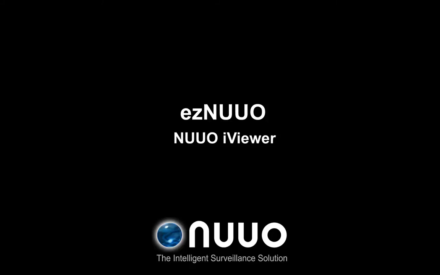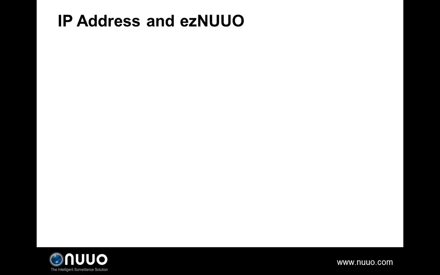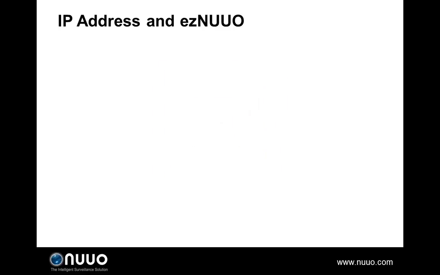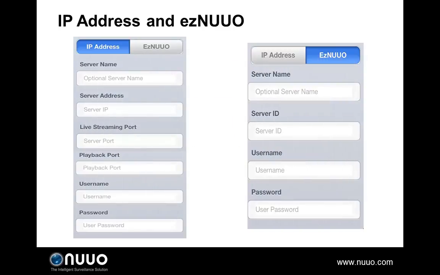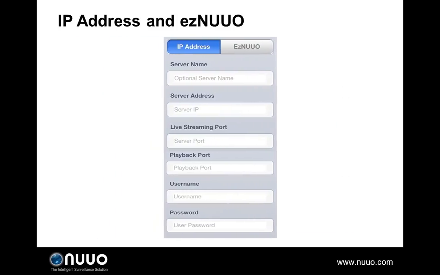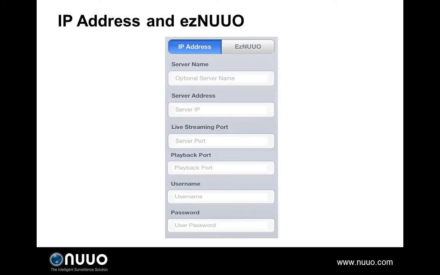The second way to access ezNUUO is from the mobile phone through NUUO iViewer, so let's see how it works. In order to access ezNUUO from your mobile phone, you will need to use the NUUO iViewer application. There are two methods for the connection, using IP address or using ezNUUO. The IP address connection is a traditional one and can be used by other NUUO products with remote mobile client access. You'll need to enter the following information: the server name, the server address, the live streaming port, the playback port, username, and the password.